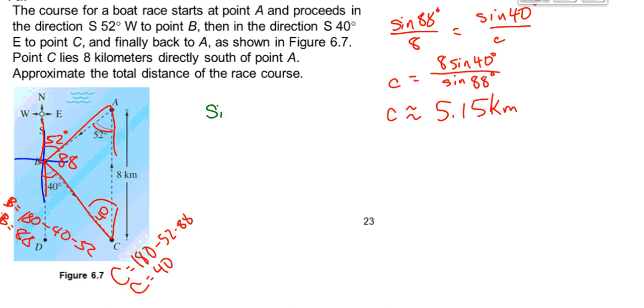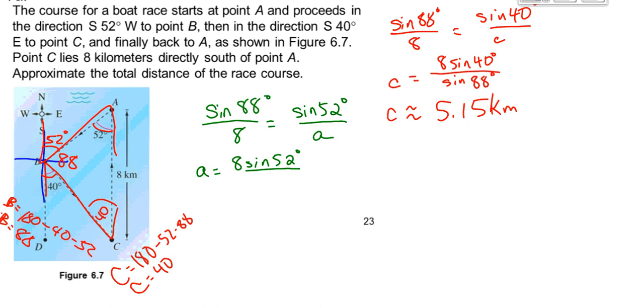For that, the sine of 88 degrees over 8, we can use that same ratio, is equal to the sine of 52 degrees over little a. Cross multiplying, we get little a equals 8 sine 52 degrees over the sine of 88 degrees. When we put that in a calculator, we get that a is approximately 6.31 kilometers.